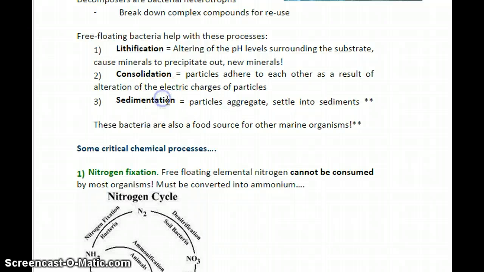And then sedimentation is when particles will aggregate and then settle into sediment. So, for example, if you have a cup of coffee and you've dissolved sugar in your coffee, you think you've dissolved it, but then after drinking it, you see there's some sugar on the bottom. Maybe it did dissolve, and then as your coffee cooled off, the sugar basically precipitated out. And so that would be like sedimentation.